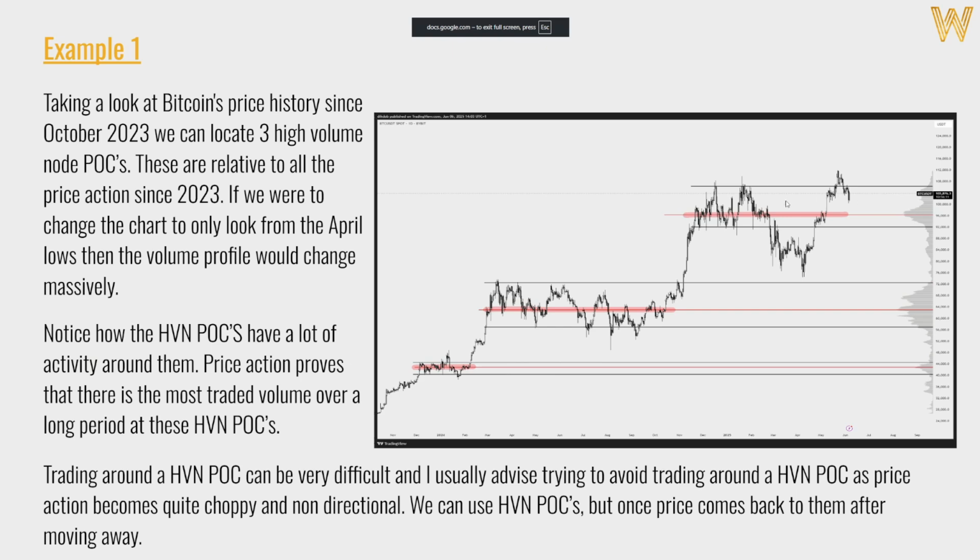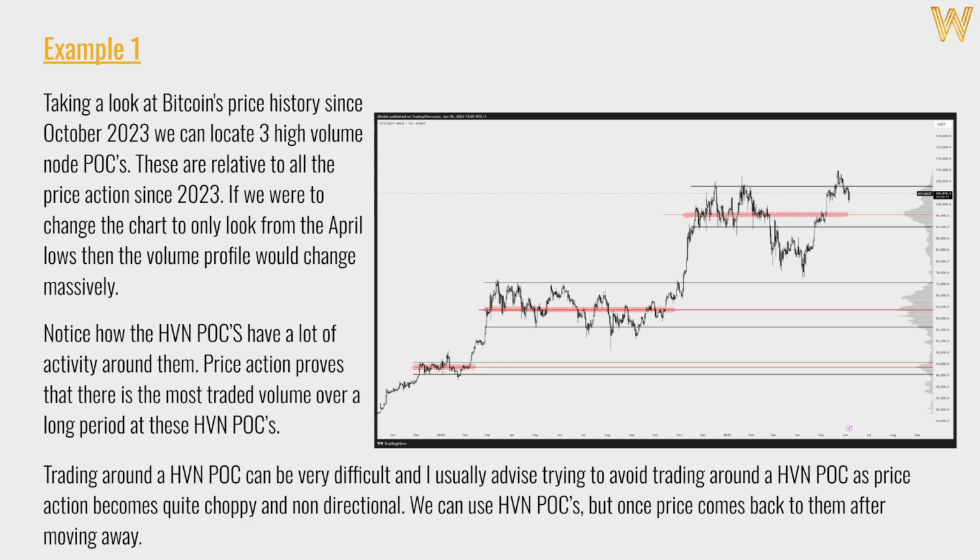That volume profile is showing the BTC profile since the low of October 2023. We can locate 3 high volume node points of control within this price range, and you can basically see that they are in the middle of the range every time, right? Notice how the high volume node POCs have a lot of activity around them, and price action proves that there is the most traded volume over a long period of time at these high volume node POCs, right?